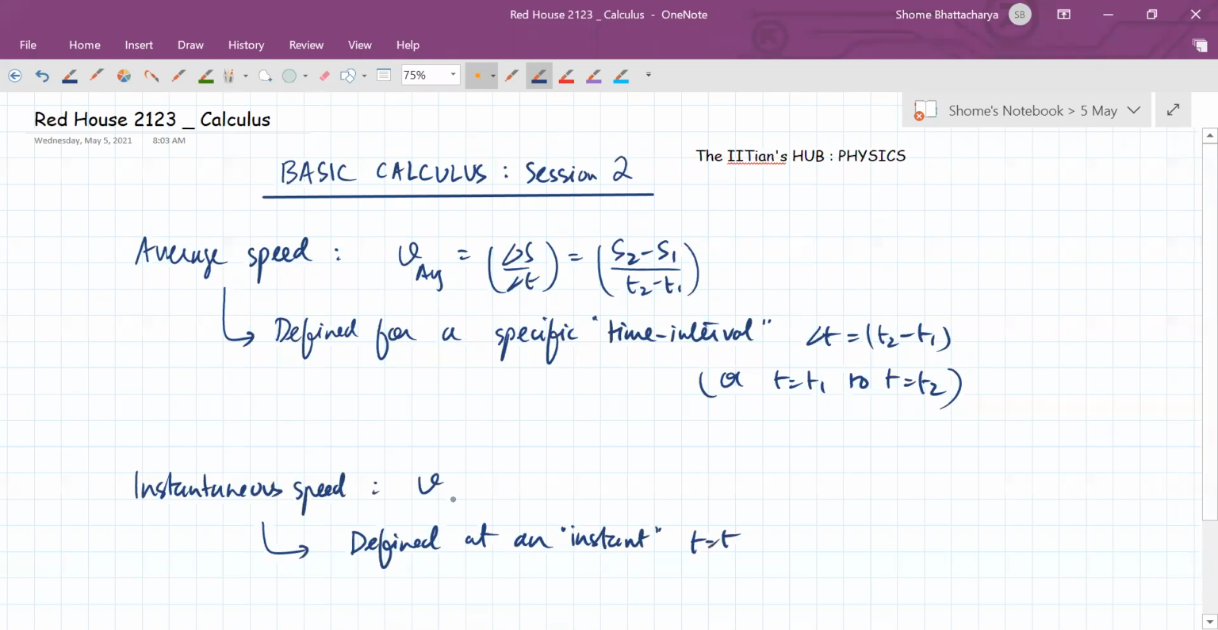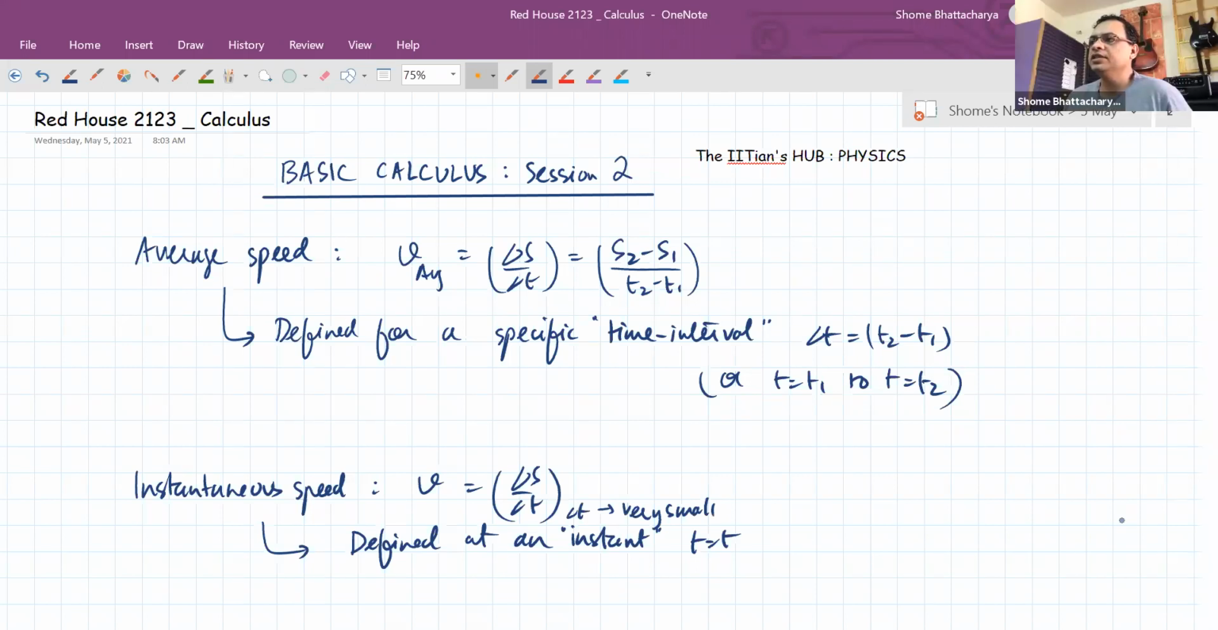Let's say t equal to t, and this is defined again as delta s by delta t, but under the condition that delta t should be very small. So it is the distance traveled divided by a time interval, for a very small amount of time. And we had understood this more from a practical perspective in physics. For example, if your speedometer is measuring instantaneous speed for a moving vehicle, it calculates the distance traveled in a very short interval of time.